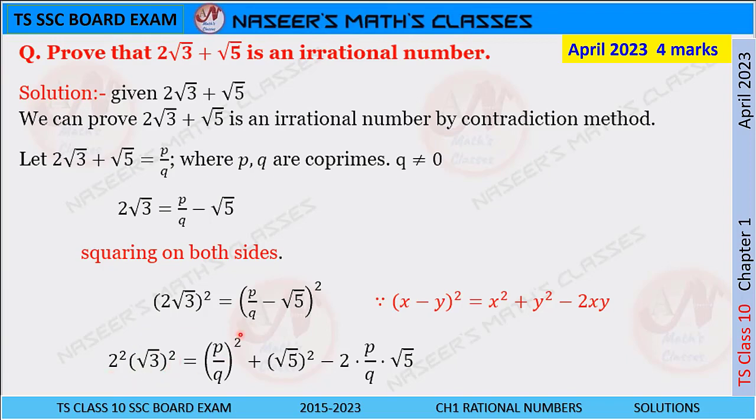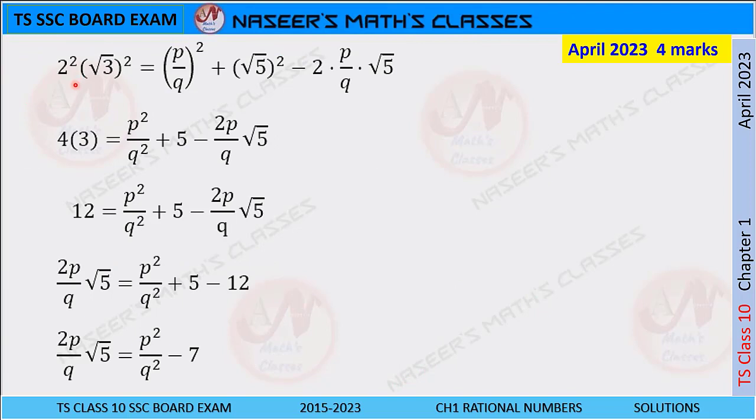Next, in RHS, p by q minus root 5 whole square is in the form of x minus y whole square is equal to x square plus y square minus 2xy. By using this formula, we can expand RHS as p by q whole square plus root 5 whole square minus 2 times p by q times root 5. Here 2 square is written as 4 and root and square cancel. Then we get 3 in LHS, and p by q whole square is written as p square by q square, and root and square cancel, we get 5.